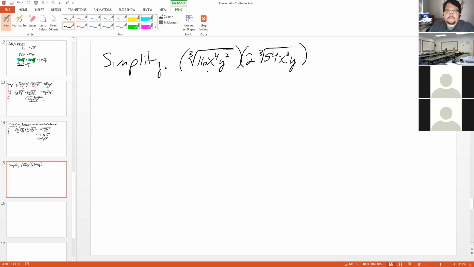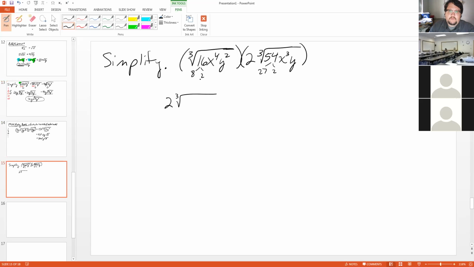A lot of times, with the letters, I don't worry about breaking them down ahead of time. I'll break them down afterwards. But with the numbers, since the numbers can get kind of big, I might want to break those down now. So like 16, I might think, okay, that's 8 and 2. 54, that's 27 and 2. So cube root of 8 is 2.